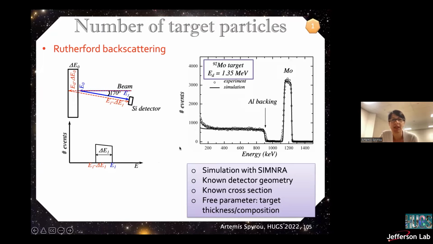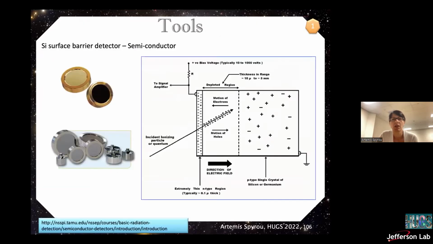classic. And then once you have the target thickness, based on the atomic mass and Avogadro's number and whatnot, you can get the number of target particles. This is our goal. Okay, tools to do that. Typically what we use is silicon detectors.